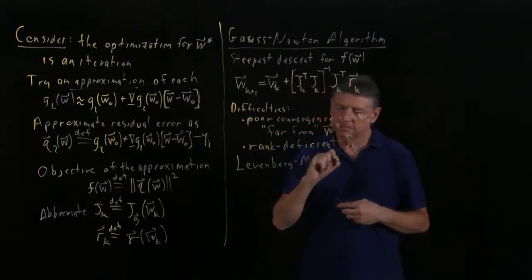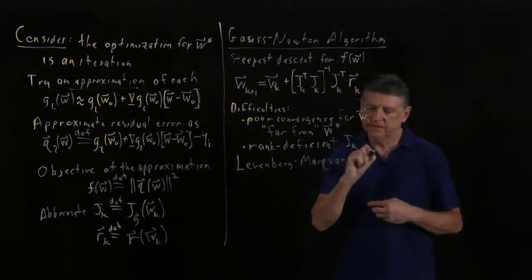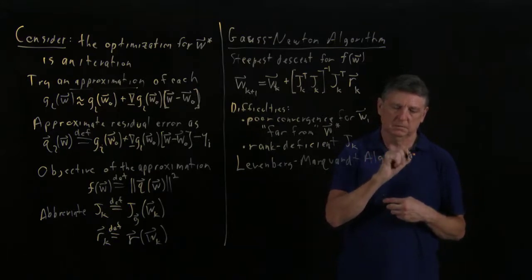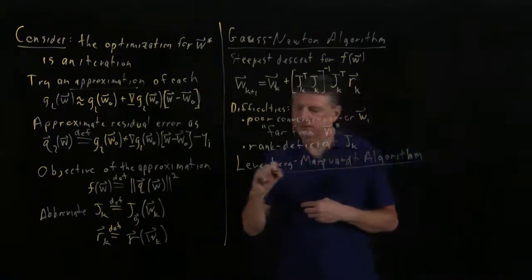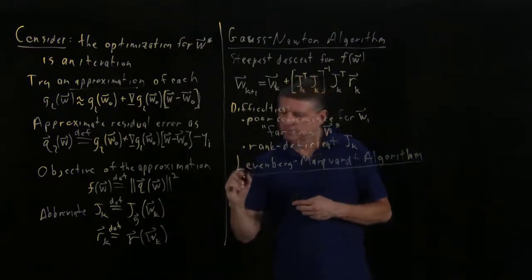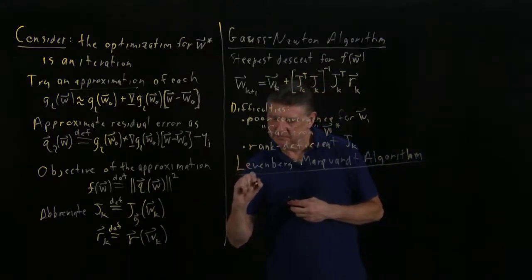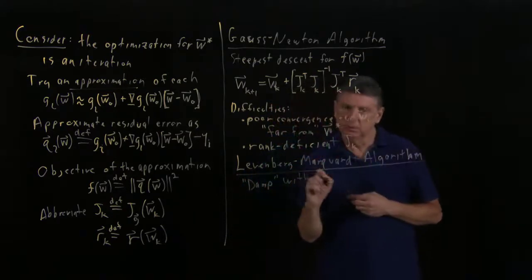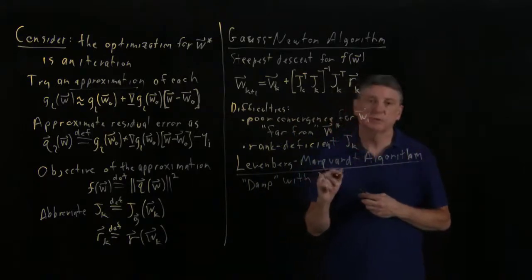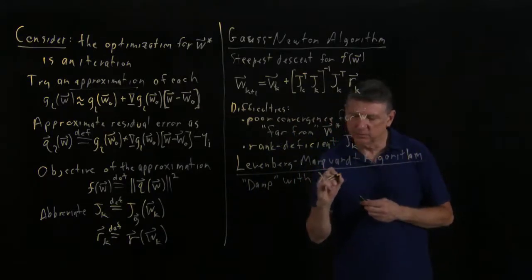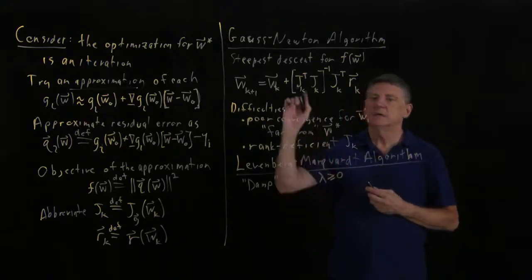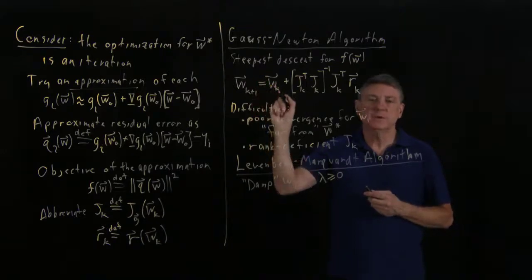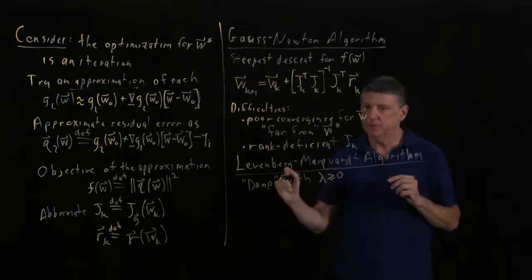The Levenberg-Marquardt algorithm is an elegant solution to this. And the solution is, we'll damp with a value that is usually written as the Greek letter lambda that is greater than or equal to zero. And the Levenberg-Marquardt algorithm looks very, very similar, but it has a very different behavior numerically.